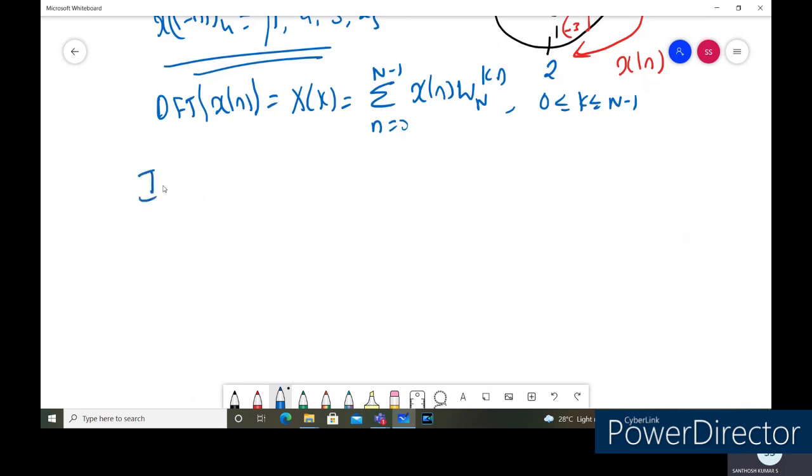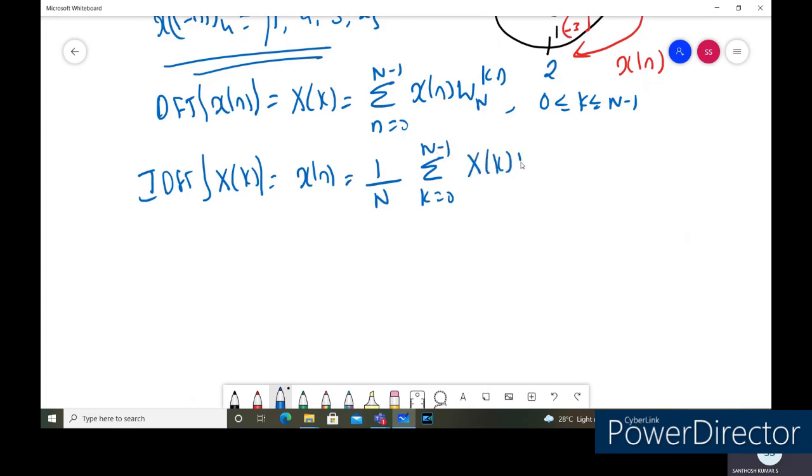Similarly, the IDFT of x of k is x of n. Since x of k is the input, it is the summation over k of x of k into omega n to the power of minus k n, with n from 0 to n minus 1. With these basic formulas, we are going to evaluate the properties of the DFT, and we'll consider the first property, which is called the linearity property.